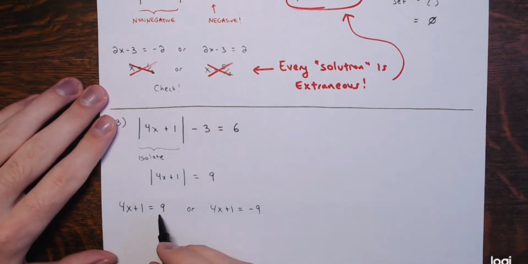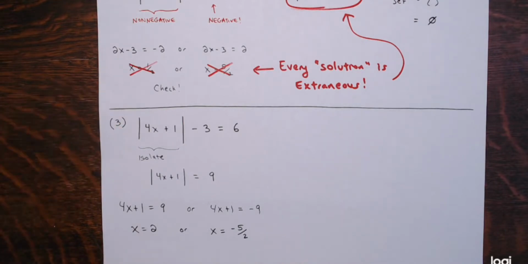So this one, subtracting 1, dividing by 4, we get x equals 2 is a possible solution. Here, subtracting 1, we get negative 10 divided by 4. x equals negative 10 fourths, which would reduce to negative 5 halves, or negative 2.5. That's another possible solution.